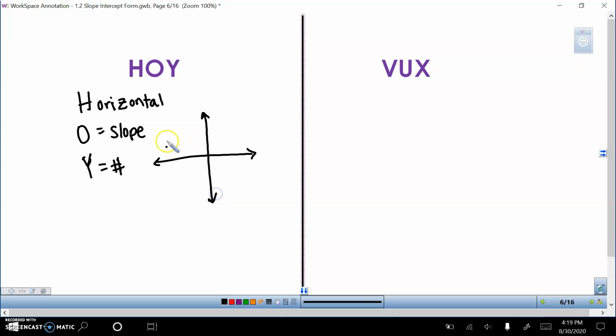So for example, if I pass through and have a y-intercept of 2, this equation would be y equals 2, and it has 0 slope. VUX: the V means it's a vertical line. The U means an undefined slope.